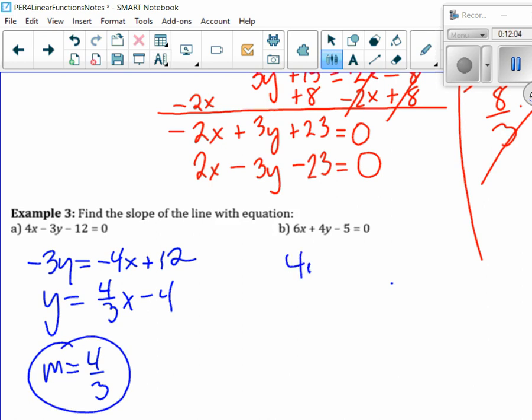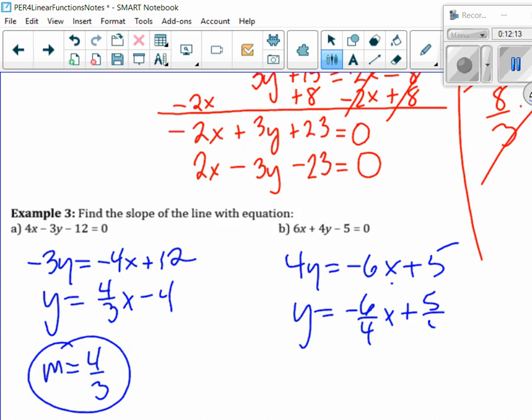Okay, so 4y equals minus 6x plus 5. Y equals minus 6 over 4x plus 5 over 4. So m equals negative 3 over 2. Did you get negative 3 over 2? I have to reduce that, right? Okay, so then where am I going with this? I'm going to be asking you questions with what is the y-intercept now? Well, then if it's in this form, you can just tell me, right?